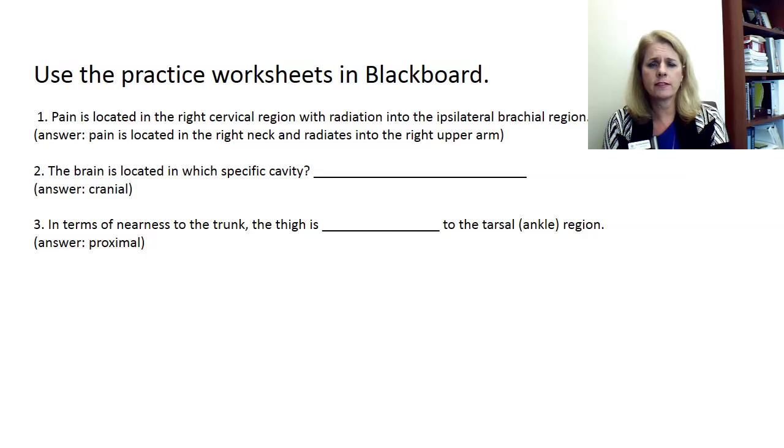Okay, because you're going to be a translator one day if you're going into the health sciences. So for example, this would be pain is located in the right cervical region, the right neck, okay? Radiates, that means spreads, and spreads into the right upper arm, because ipsilateral brachial means ipsilateral, same side, brachial, upper arm. The brain is located in which cavity? The specific cavity, the small cavity, would be the cranial cavity. In terms of nearness to the trunk, the thigh is proximal to the ankle region. So again, you've got a bunch of worksheets that you can work through to practice. There's also questions like this in your Mastering.